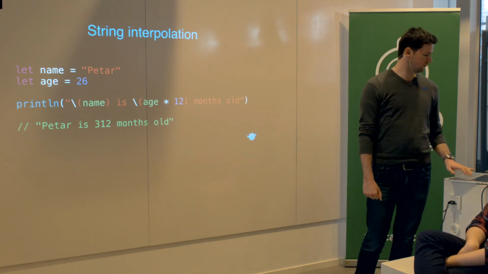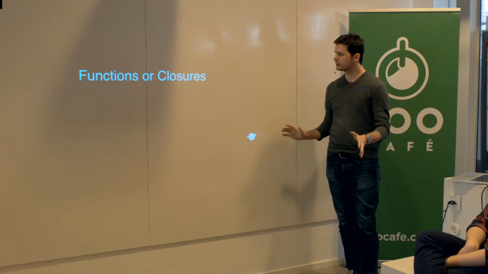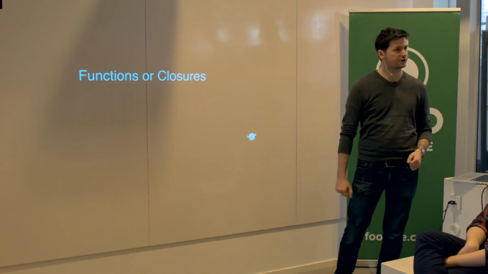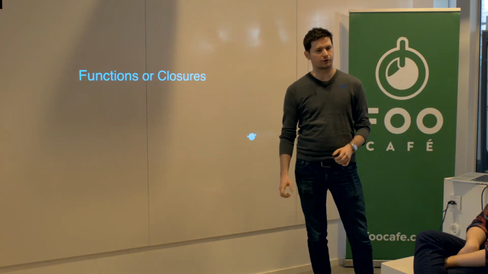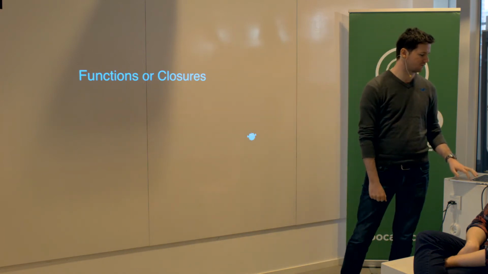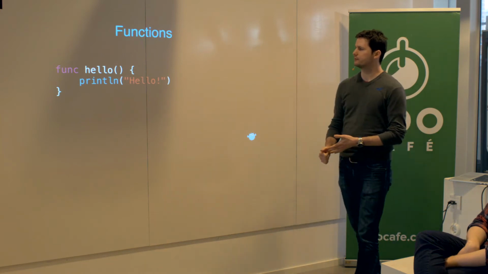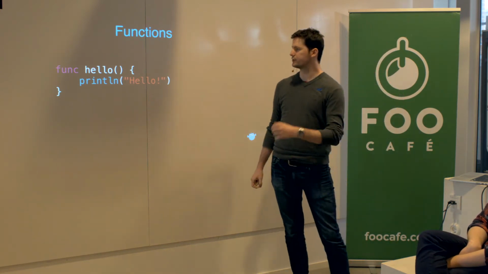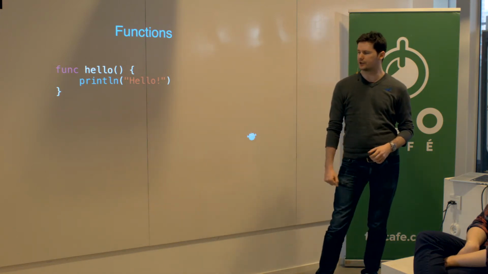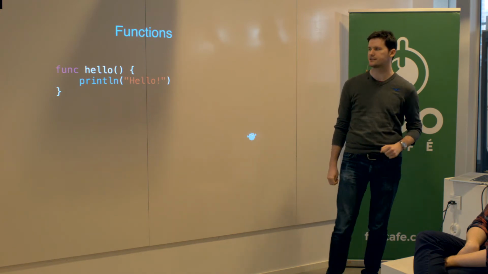Now moving on to functions or closures. They're kind of the same thing. Functions are named closures, or closures are anonymous functions, depending on how you want to look at it. This is a very simple function. It just prints out the word hello, and it has no return type, no parameters, so it's very short and concise.